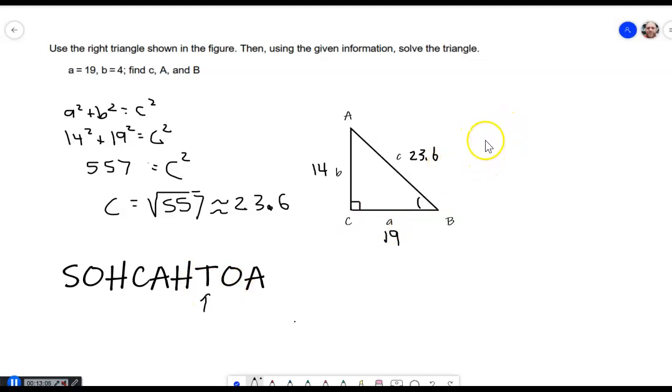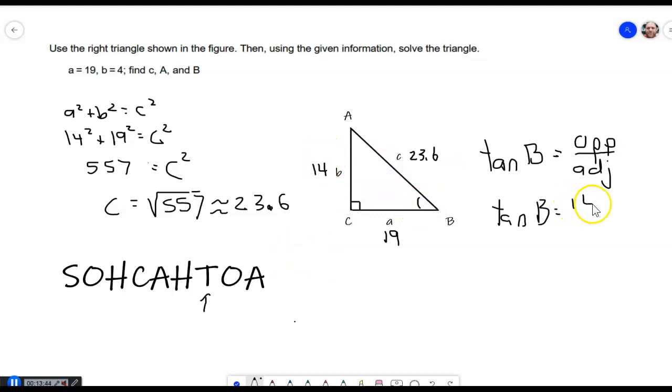So I can set up a function that says that the tangent of B is equal to the opposite side over the adjacent side. And that's what I got from the SOHCAHTOA, the opposite over the adjacent. So the tangent of B is equal to, my opposite side of B is 14 over my adjacent is 19.